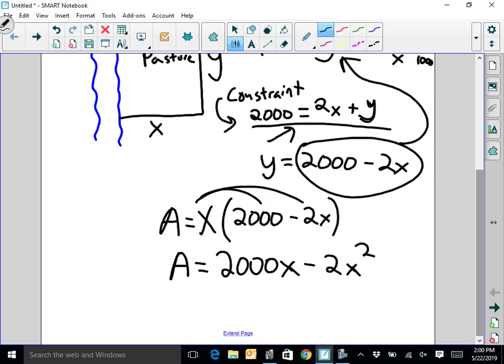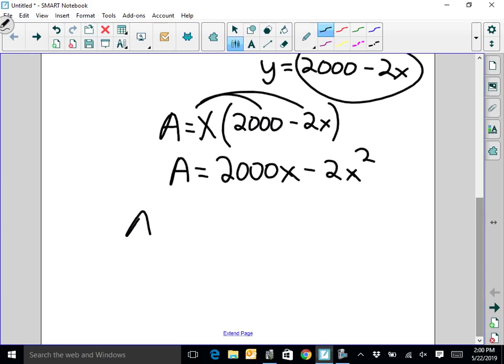Now, these aren't like related rate problems. I don't have to do dx/dt or anything like that. The fence isn't moving. The fence is static. I'm just trying to figure out what the max area can be and what dimensions get me there. So doing the derivative here, the derivative of 2,000x is 2,000 minus the derivative of 2x squared, which is 4x. Okay. So that's my derivative. It's a pretty simple derivative to do there.